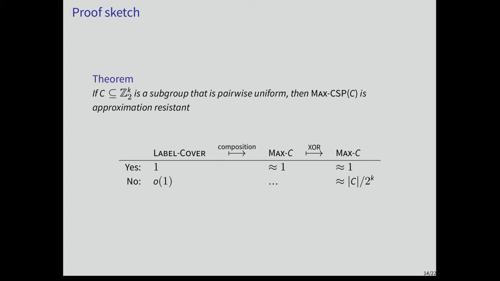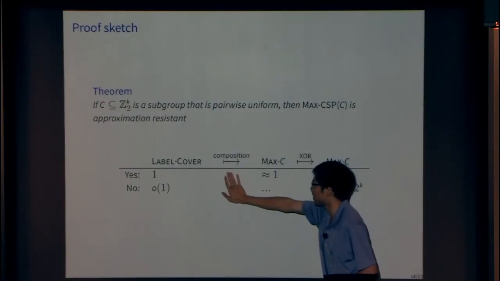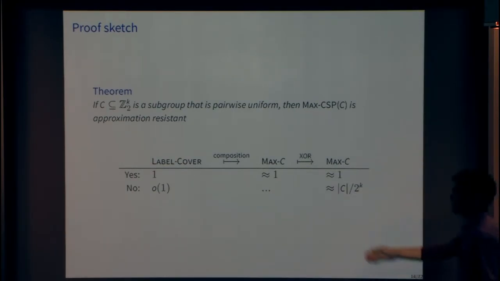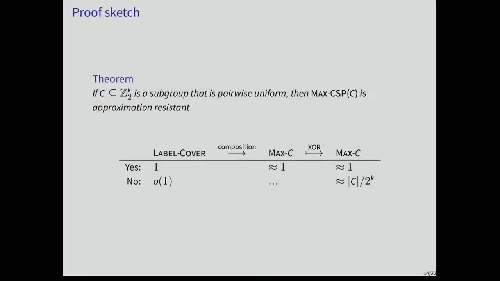So don't worry if you don't know what it is. But our strategy is to take a label cover instance, a certain CSP, where the players have a perfect strategy. We want to map such an instance into an instance of our CSP with good value. And we also want to map a label cover instance of bad value into our CSP instance where the players don't have a non-trivial strategy. And this is the plan. We will actually do the reduction in 2 steps. The first step, composition, something I will tell you in a moment. And the second step is this XOR step, this XOR operation that I introduced earlier.